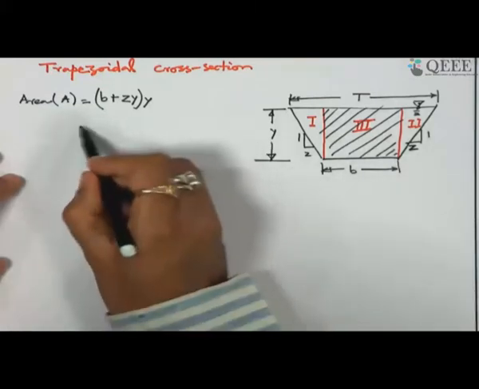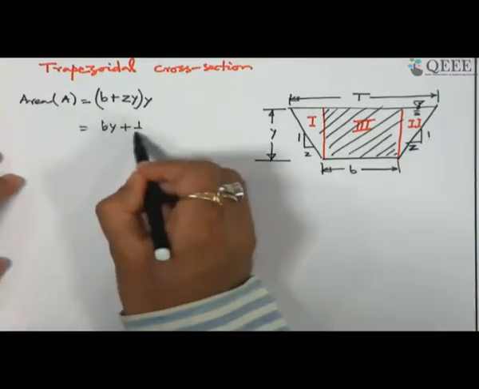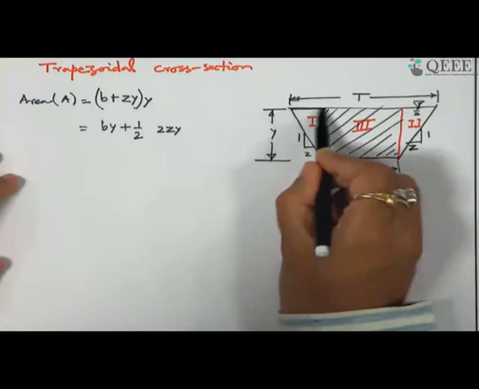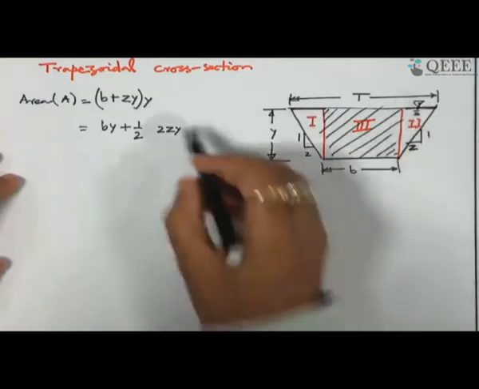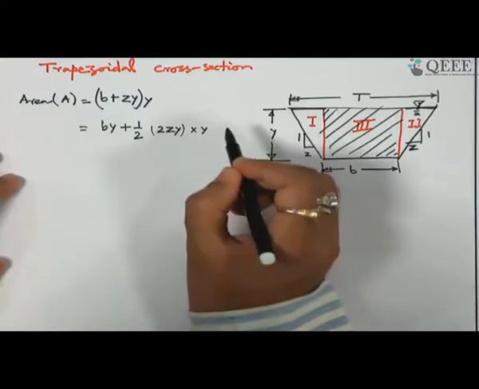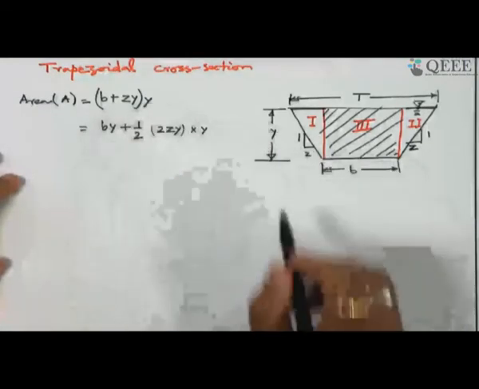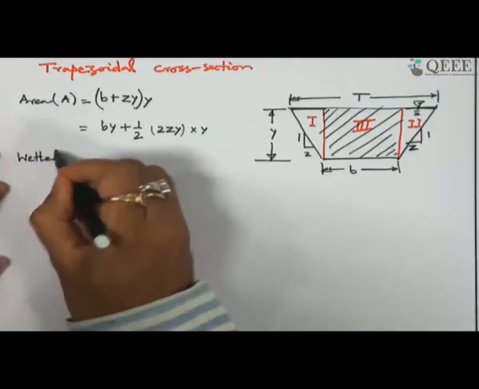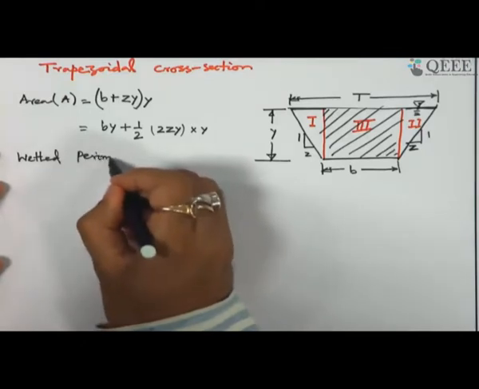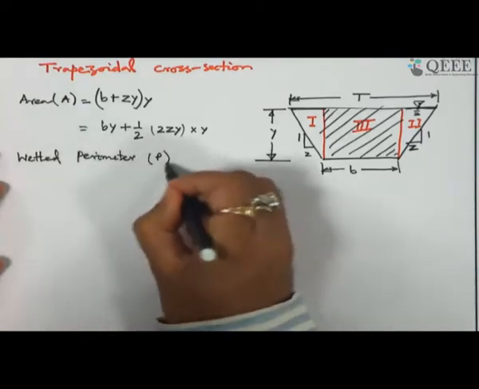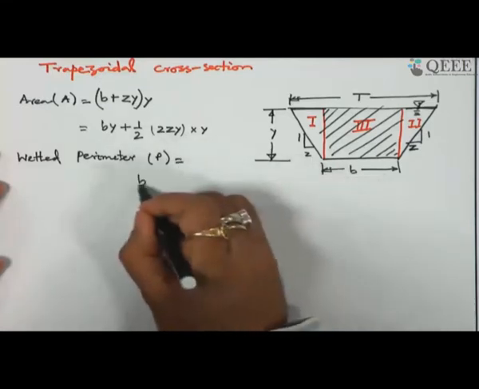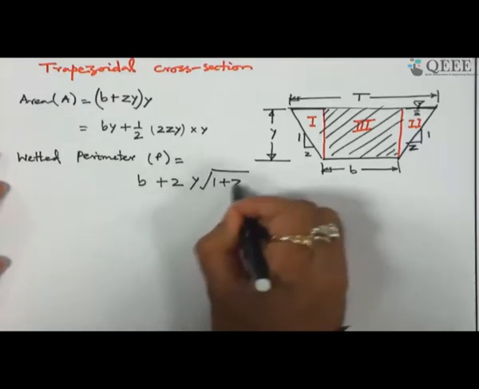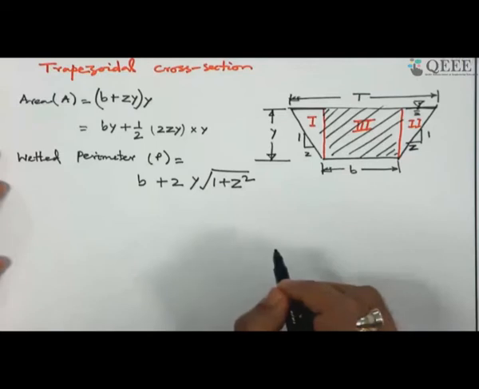Again, another part is 2 into ZY, because it has this part and this part, and Y, this is actually ZY into Y. So, the wetted perimeter P in this case is B plus 2Y root over 1 plus Z square.